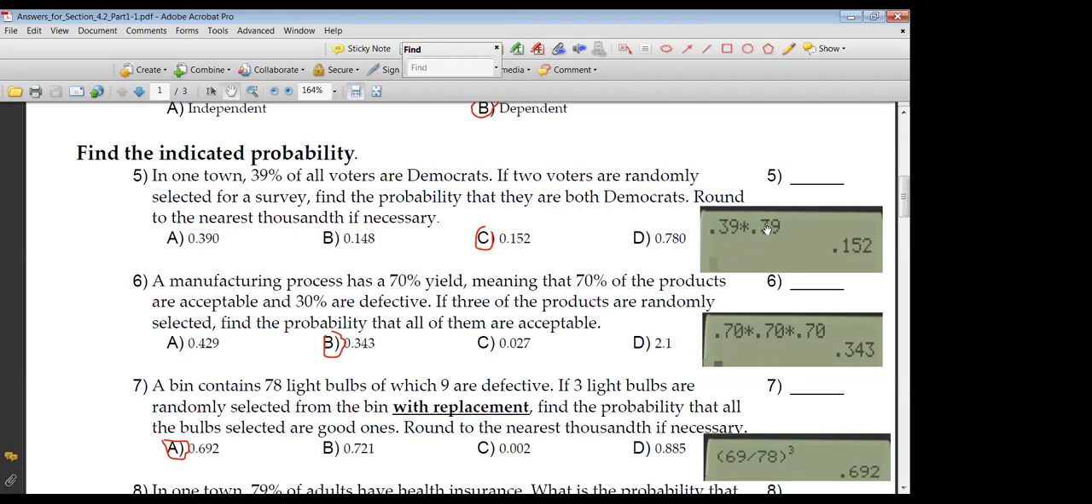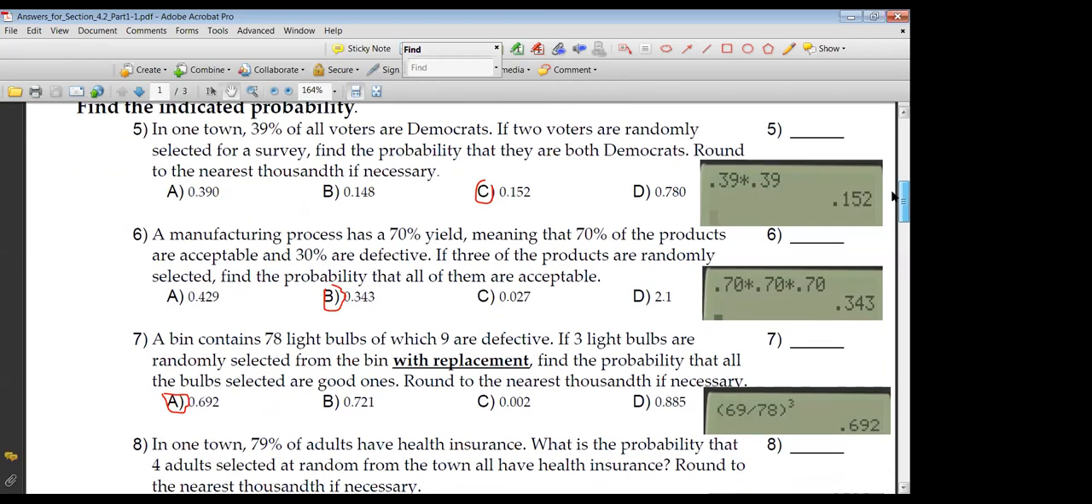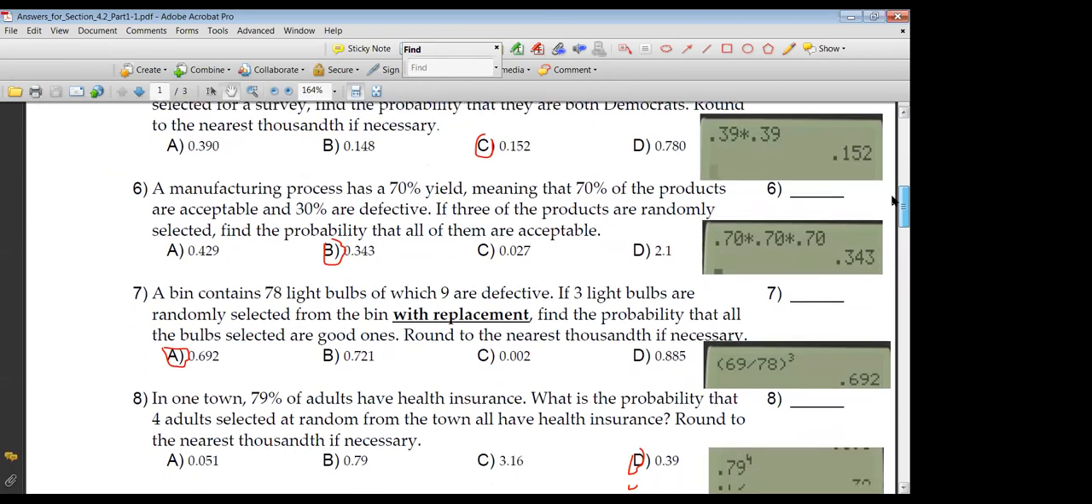probability of picking a Democrat second, 0.39. If I were doing it more and more, it'd be the same probability. I like that. I don't have to worry about taking one from the numerator and denominator. I can use the same probability over and over again.